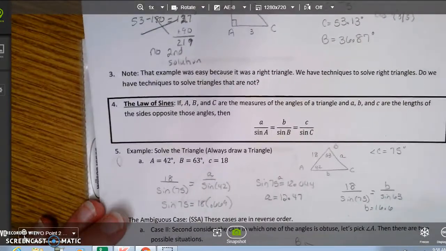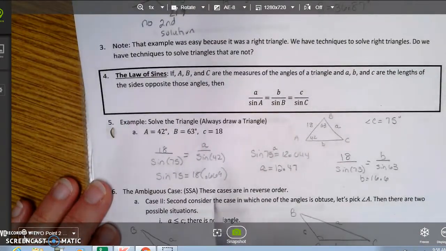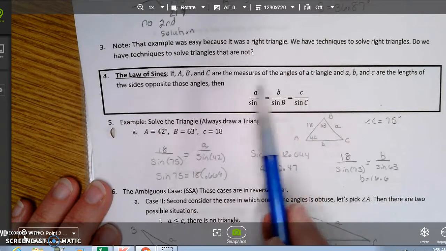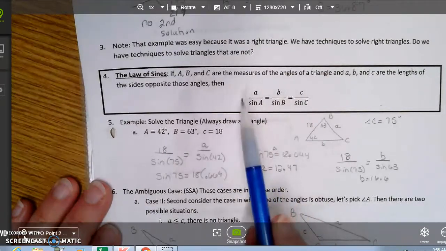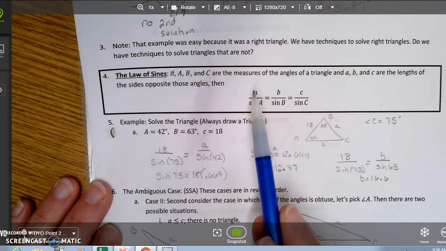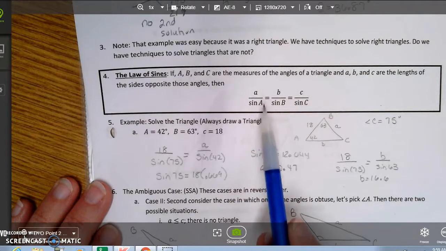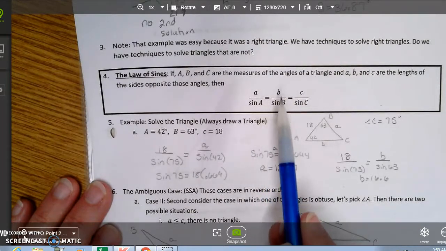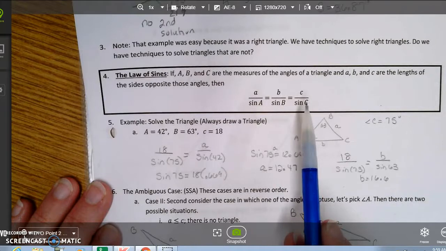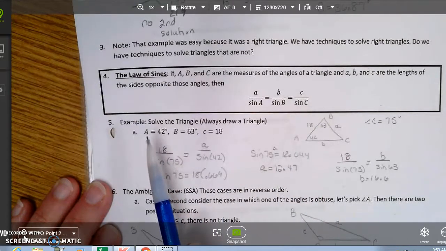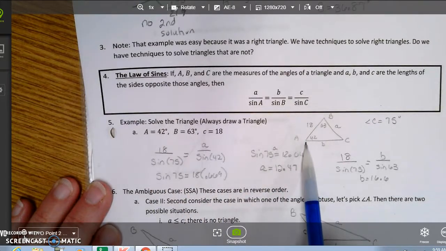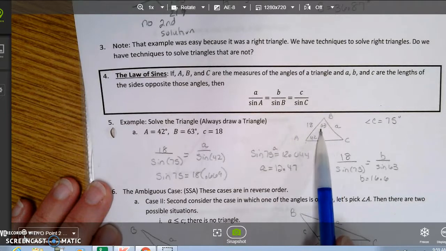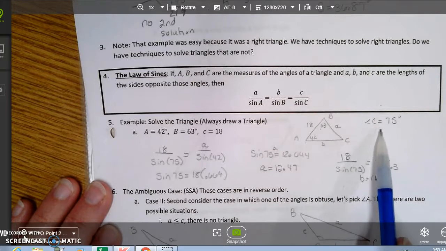Here's another example, using something called law of sines. So law of sines is a formula. A is your side, angle A is your angle. So you can set up these proportions. In this case, I've got angle A is 42, angle B is 63. I can find angle C by subtracting from 180, and I get 75.